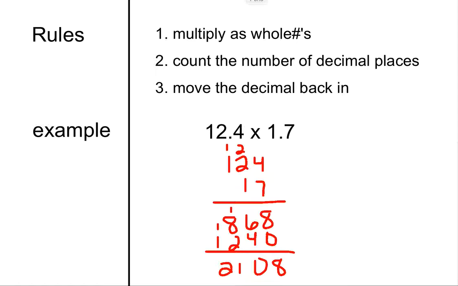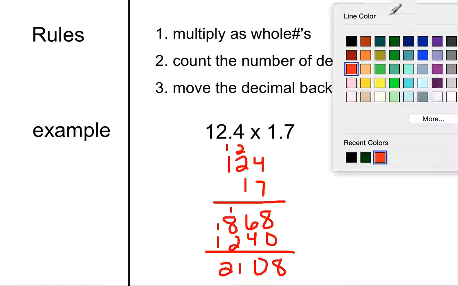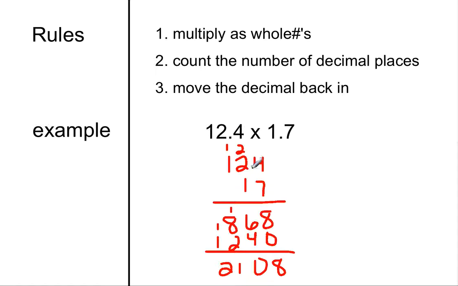So what that means is we need to figure out, I want to just get a different color here. Let's put a decimal point right here and a decimal point right here where they are. So now we have 12.4 and 1.7. So count the number of decimal places. What that means is count how many it takes to make it a whole number. So it took 1 to make it a whole number. And this one also took 1. So 1 plus 1 is 2. I have to go back in, starting as a whole number here, back in 2 spots. 1, 2. So my answer is 21.08.